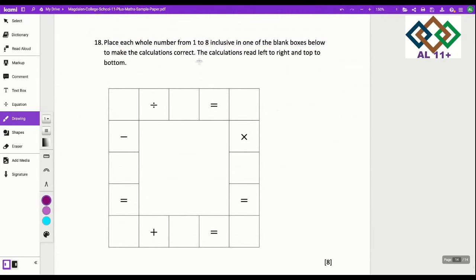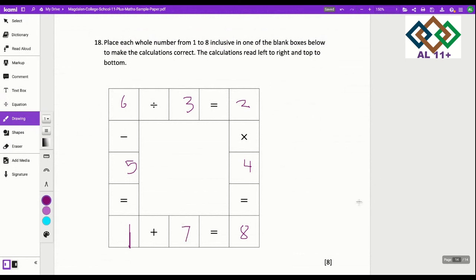You have to place each whole number from 1 to 8 inclusive in the blank boxes below to make the calculations correct. The calculations read left to right and top to bottom. So let's do this. 6 divided by 3 is 2. 2 multiplied by 4 is 8. 6 minus 5 is 4. Oh, sorry, 6 minus 5 is 1. And 1 plus 7 is 8.